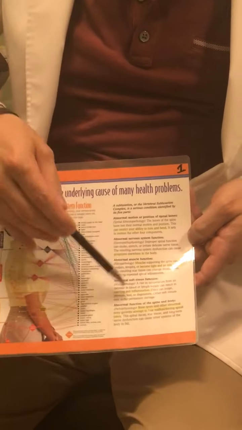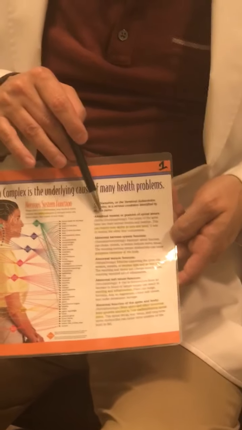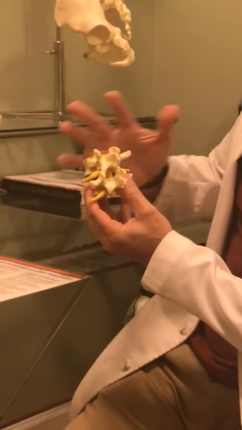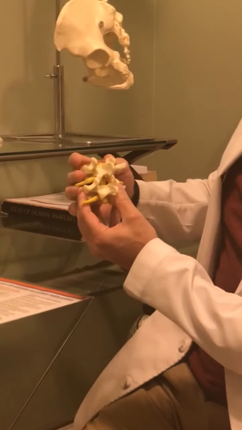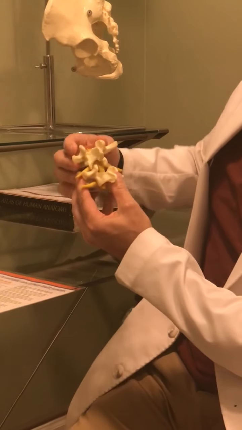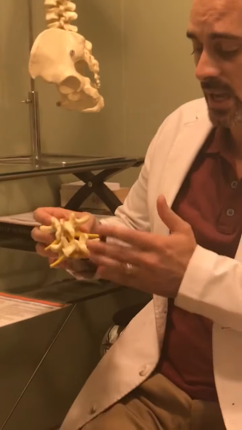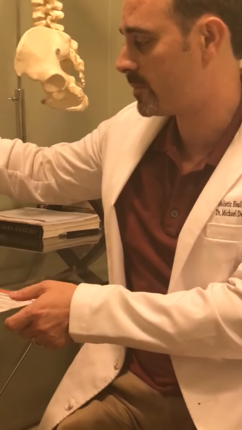So some of the parts of the exam: abnormal motion or position of spinal bones can restrict your ability to turn and bend. So I'm going to give an example of that. When the bones are in proper alignment, you'll have much better range than when the bones are out of alignment. So just by checking your range of motion, we can see if there's a good chance you have misalignments before I even check with my hands.